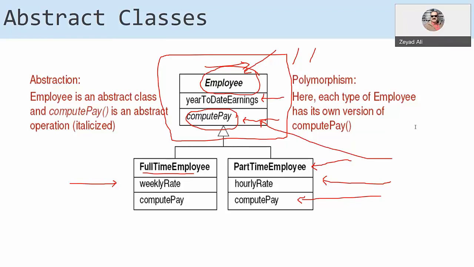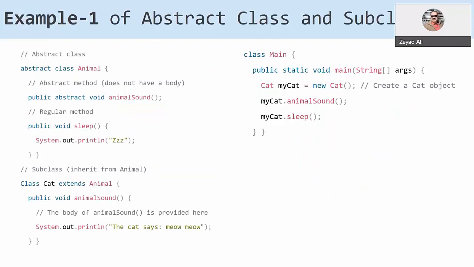This way, we can say with abstract classes, implementing the inheritance is compulsory. You cannot create a subclass of employee unless you implement what? All the abstract methods of the superclass. This concept is to enforce unified design. Look at this simple example.